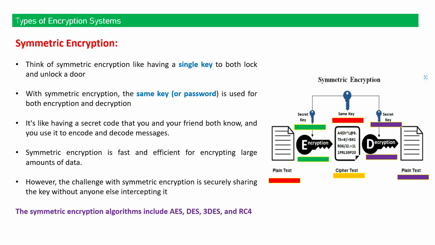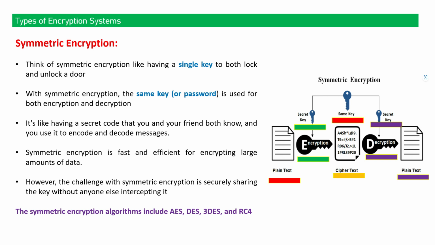Okay, so now you can see that, think of symmetric encryption like having a single key to both lock and unlock your door. That means you have a door, and to lock and unlock it you will have the same single key. With symmetric encryption, the same key or password is used for both encryption and decryption.